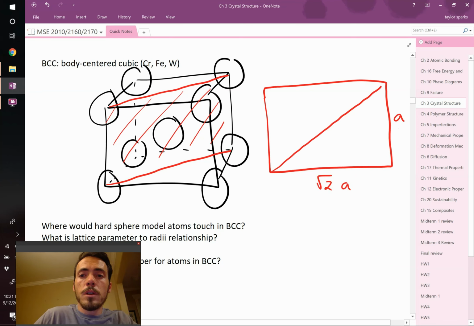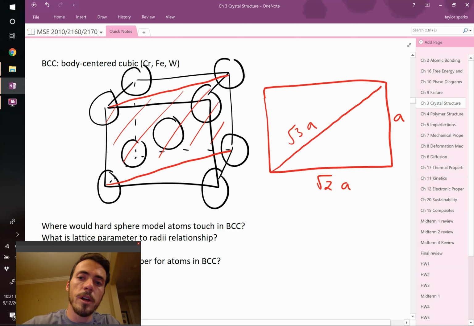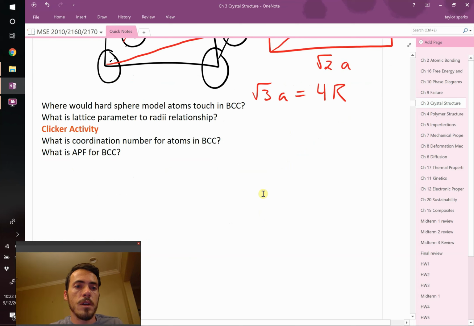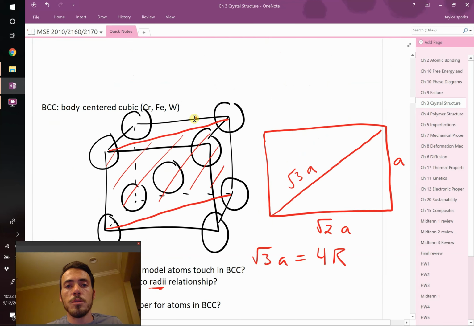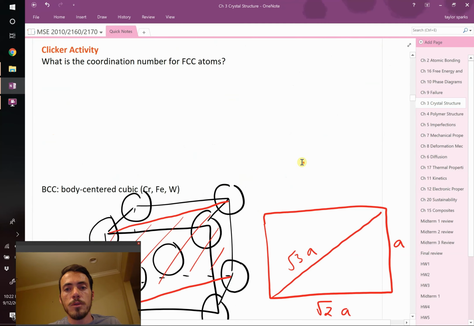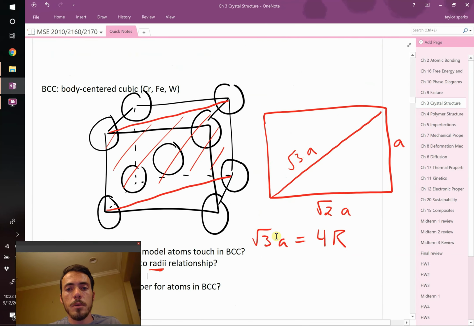And again, we can use Pythagoras theorem and say that this is root 3 multiplied by a. Right, that's the distance there, and that's going to be 1, 2, 3, 4 radii. So it's almost the same as before. This time root 3 times a is going to be equal to 4 times r. So we figured out the lattice parameter relationship to the radii for body-centered cubic, and it's not that different from face-centered cubic. One was root 2a equals 4r, and in this case, since they touch along the body diagonal, it's going to be root 3a equals 4r.